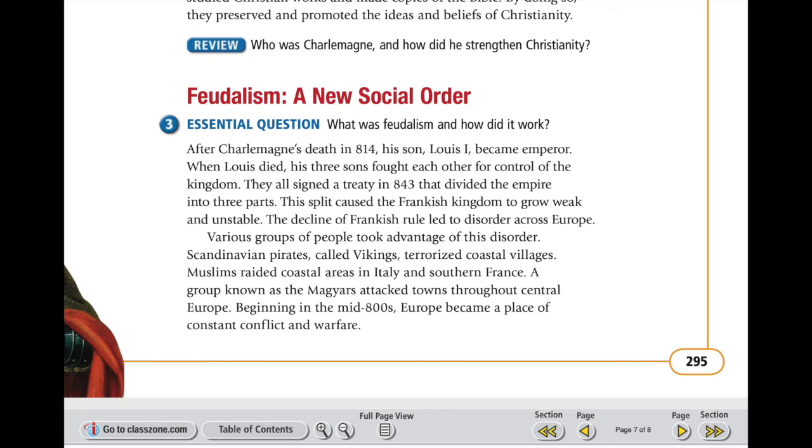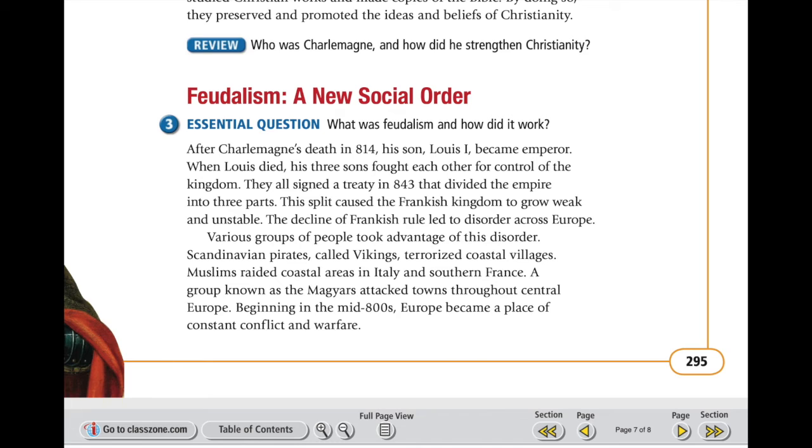Feudalism, a new social order. Essential question. What was feudalism and how did it work? After Charlemagne's death in 814, his son Louis I became emperor. When Louis died, his 3 sons fought each other for control of the kingdom. They all signed a treaty in 843 that divided the empire into 3 parts. This split caused the Frankish kingdom to grow weak and unstable. The decline of Frankish rule led to disorder across Europe.